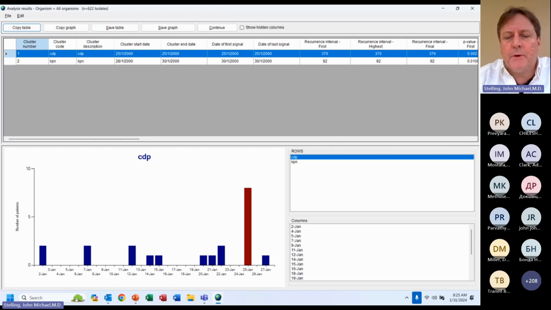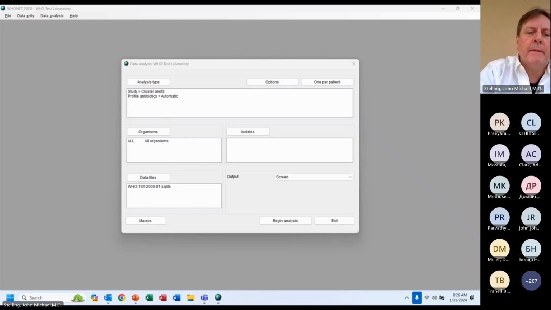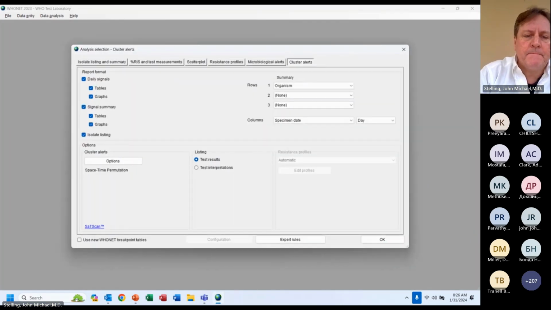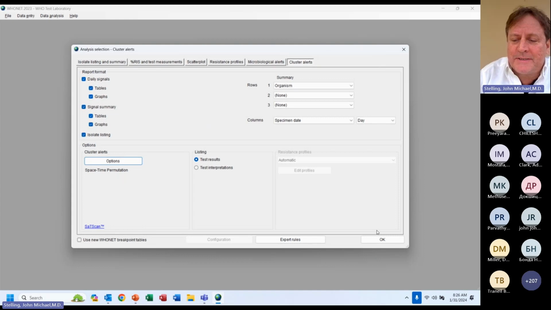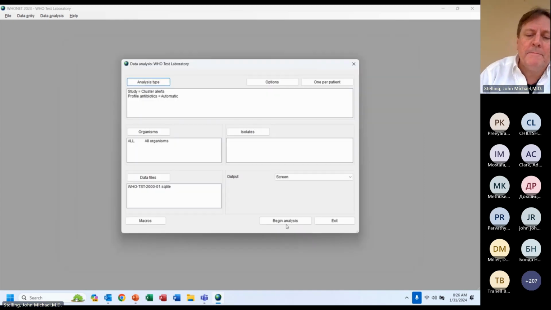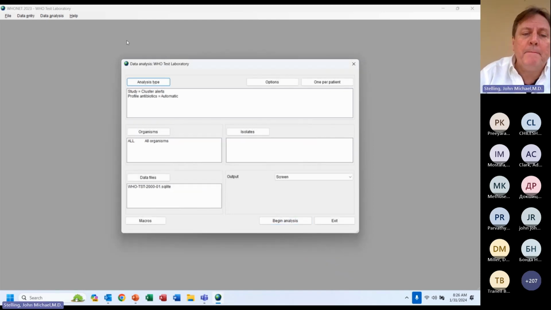Part 1 is the detailed report, part 2 is the summary report, part 3 is the list of the people. Now I'm going to click here on options. We have not looked at options yet. Now I'm going to do prospective analysis. And it's not going to find anything very interesting. Let's see. It did not find anything at all, and I will explain why.